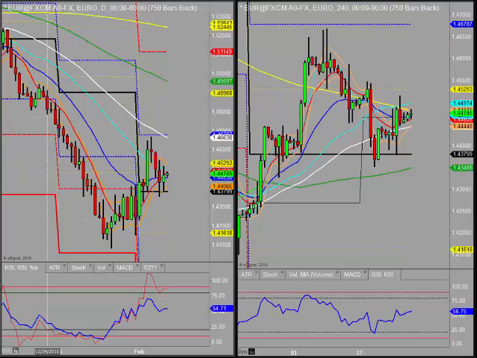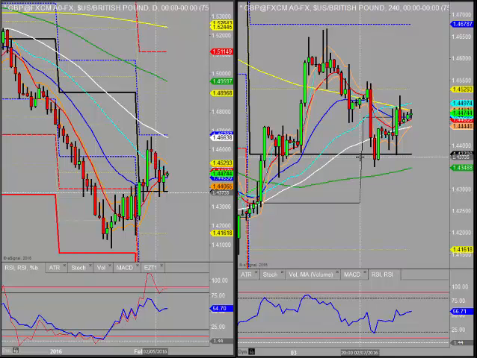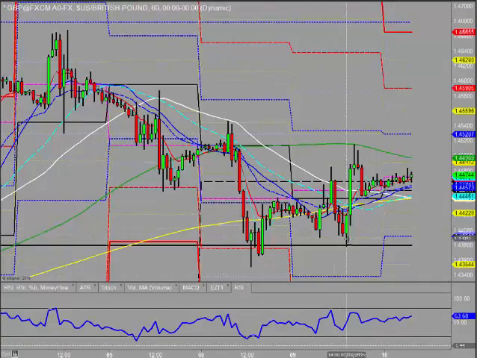Cable. Pound dollar had a funny old day yesterday. It ended up, but never showed the same sort of strength as we saw with the euro. But it's got into a real choppy mess on the 4 hourlies here. And when you come down to the hourlies, you can see what it's done.